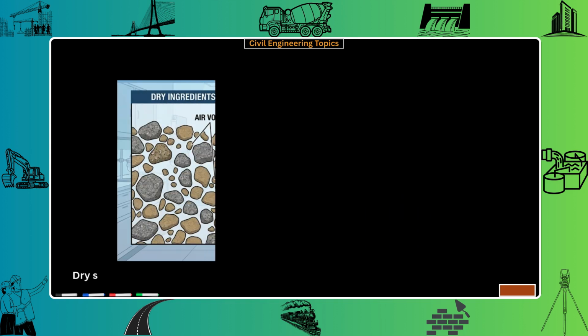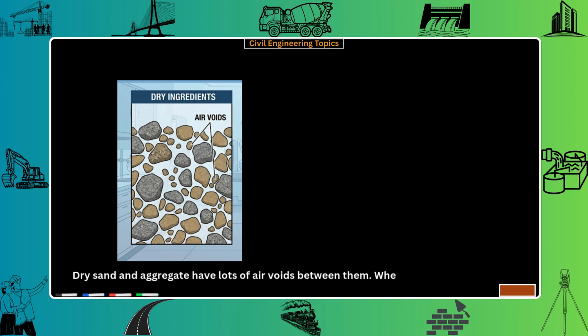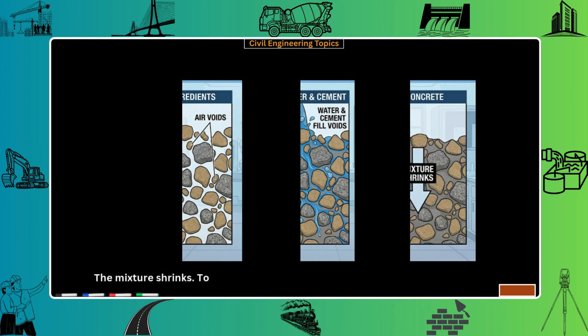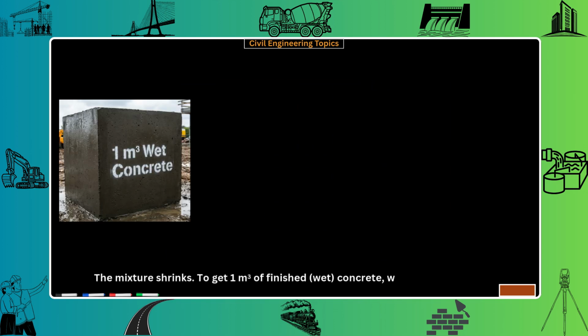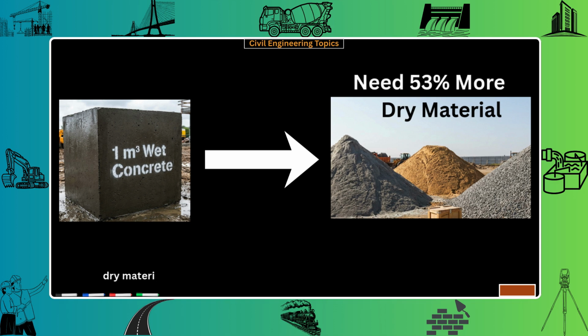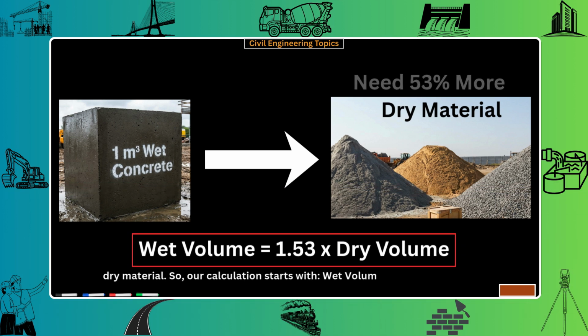Think about it. Dry sand and aggregate have lots of air voids between them. When you add water and mix them, the cement and water fill those gaps and the sand fills the gaps in the aggregate. The mixture shrinks. To get 1 cubic meter of finished, wet concrete, we actually need 53% more dry material. So, our calculation starts with wet volume equals 1.53 times dry volume.